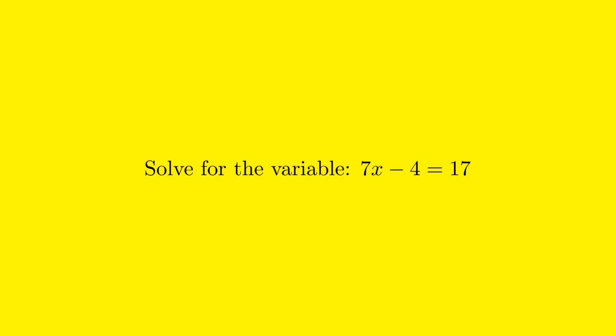In this video, we will be solving the equation 7 times x minus 4 equals 17. By following along with our step-by-step process, you will learn how to isolate the variable x and find its value. Let's get started.